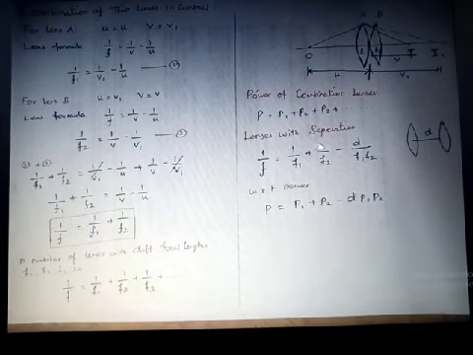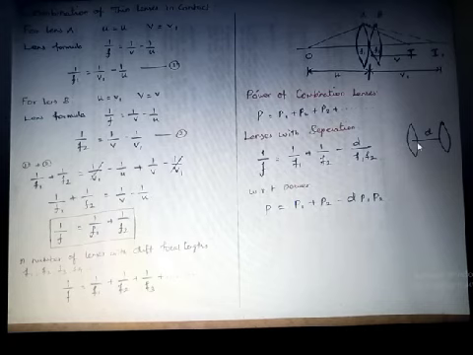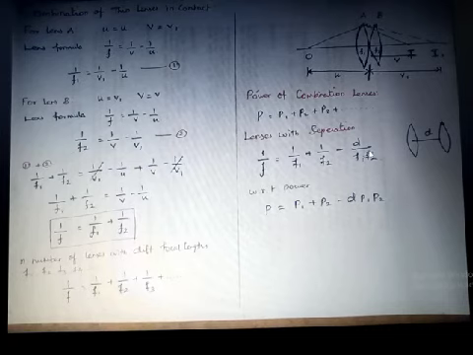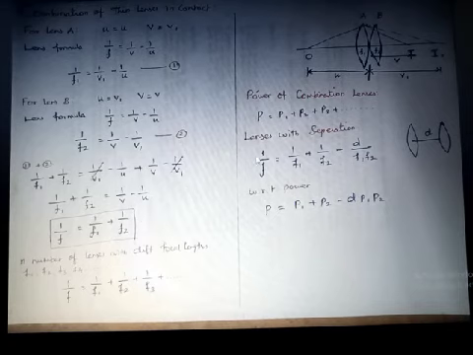And lenses with separation. If two lenses are at a separation of d, there is a separate formula, and there is no derivation for this. You just know this formula. Okay. So 1 by f is equal to 1 by f1 plus 1 by f2 minus d by f1 f2 is the formula you can use when the two lenses are kept at a distance of d. And this is the formula which we can use in some numericals.